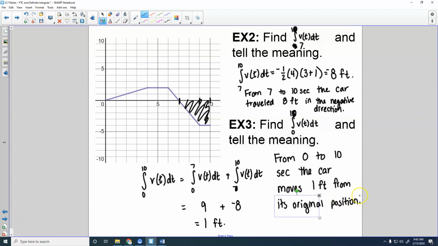Or we could say the car is displaced 1 foot there, but we don't want to say it traveled 1 foot because it went further than that, right? Everybody good there?